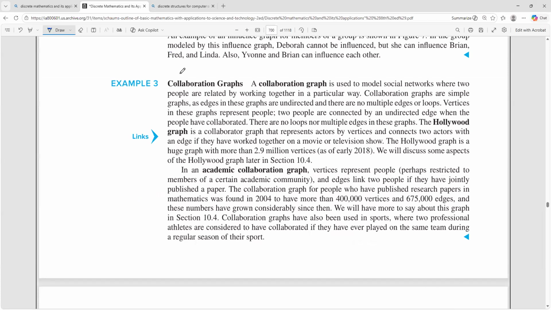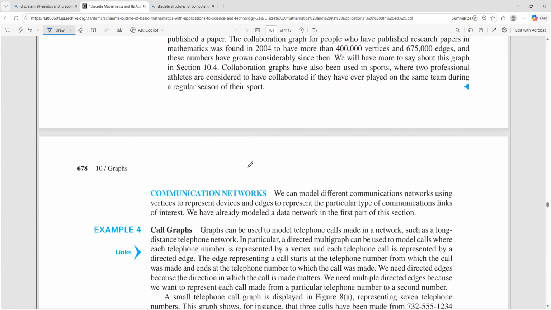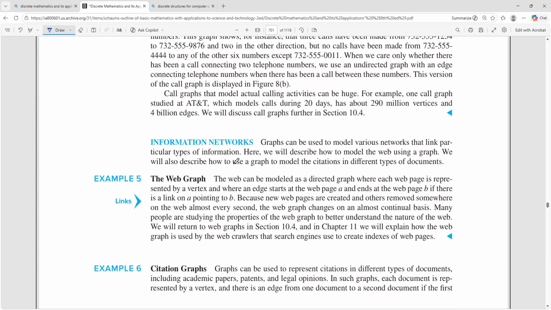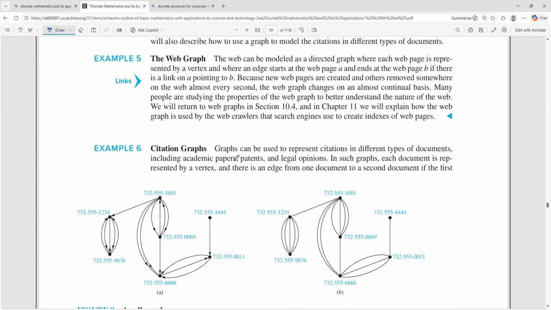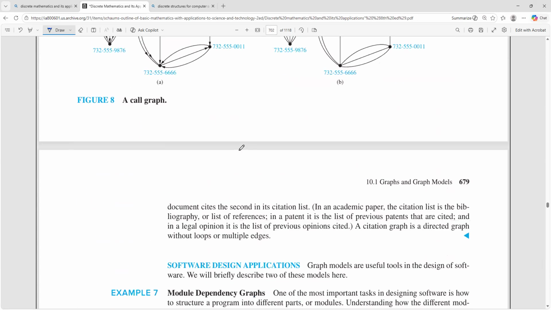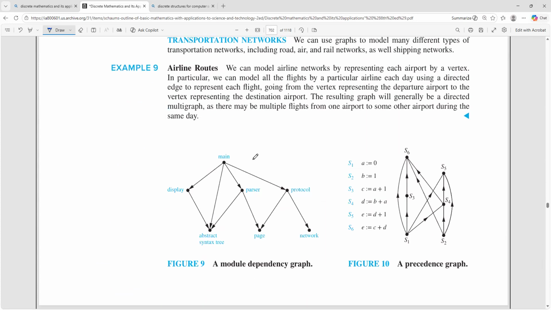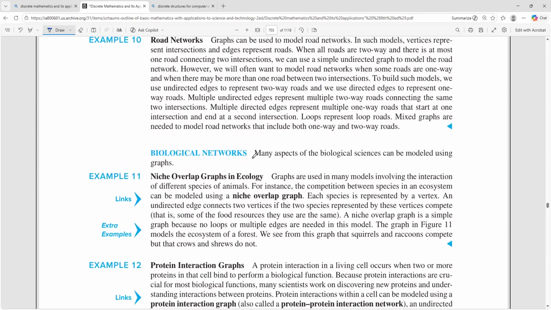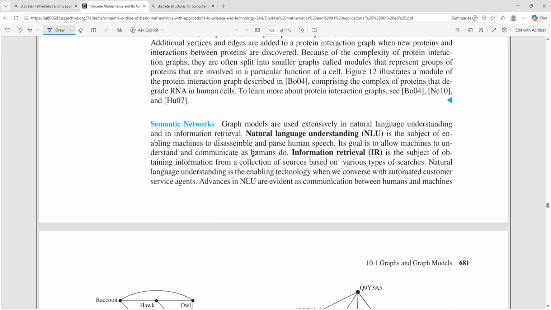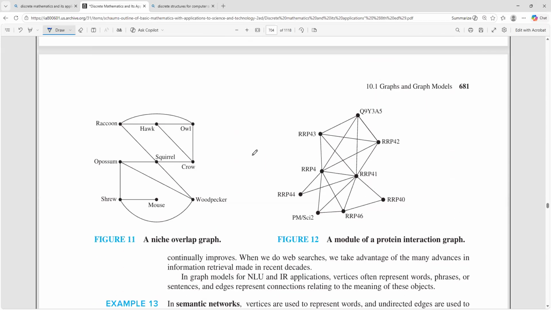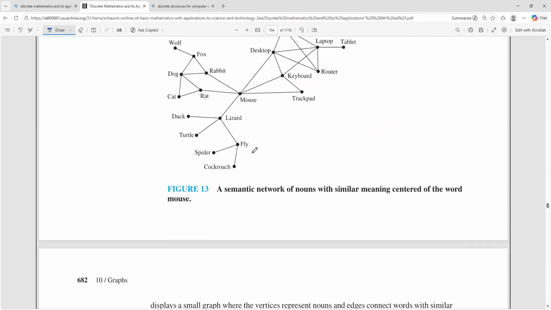Collaboration. I really doubt you're going to be asked on specific graphs. This is just applications of the graphs, so I wouldn't really worry about whether you're going to be tested on this. These are once again applications. Unless anyone has any questions about this, I'm going to quickly go through. These are just different applications of graphs. Let's scroll through it.